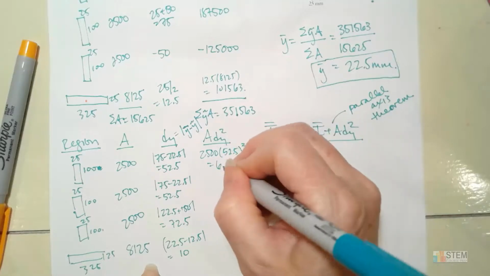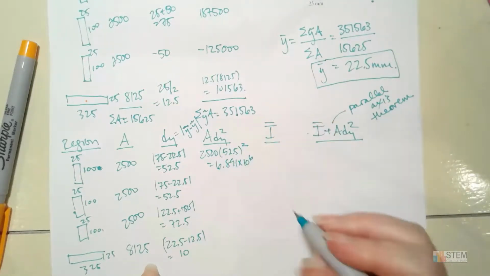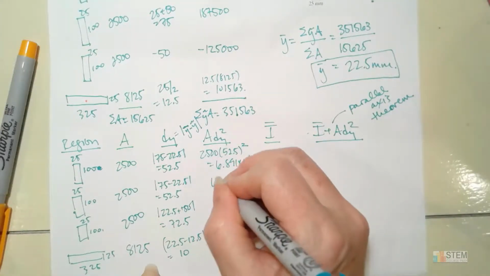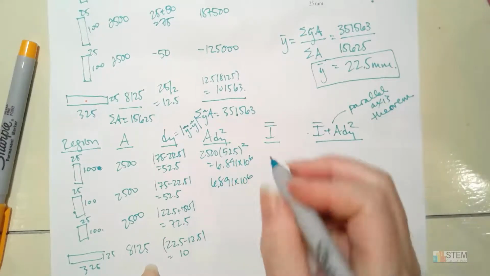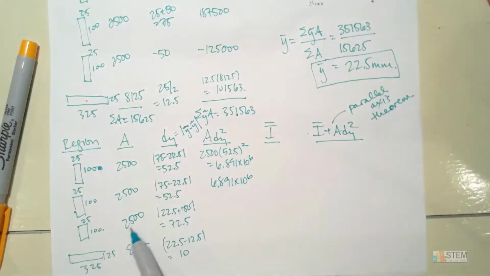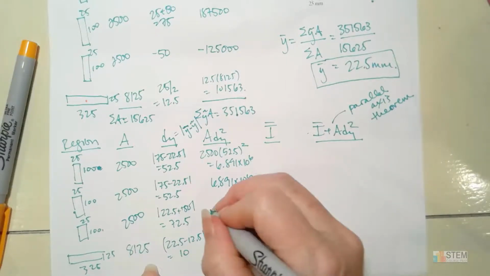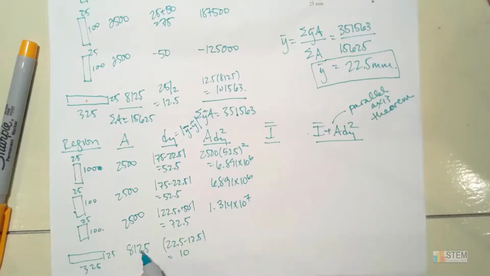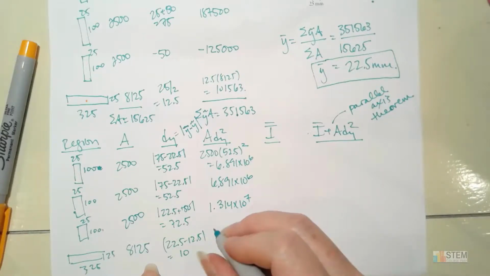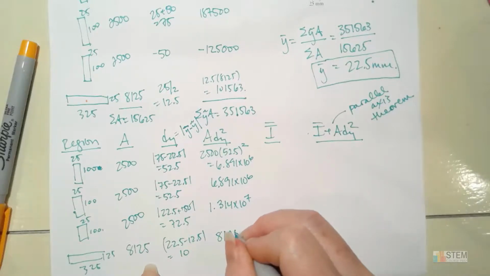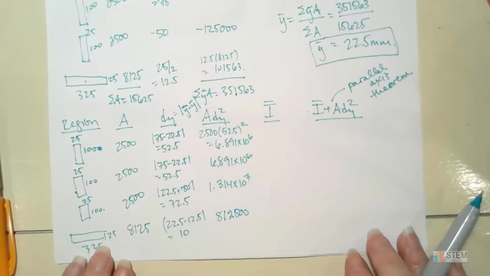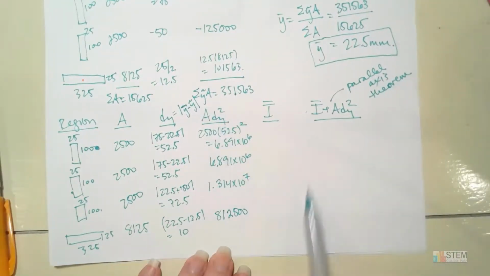And that's going to equal 6.891 times 10 to the 6th. You're going to get the same thing for this second region because you have the same values. So we can just write that back down. For this one, it's going to be a little bit bigger because we have 2,500 times 72.5 squared. So this one will be 1.314 times 10 to the 7th. And then finally on this last one, 8,125 times 10 squared. So 812,500. We'll finish that column out. Okay, so now we've got this done. We've got 2 more columns to do.